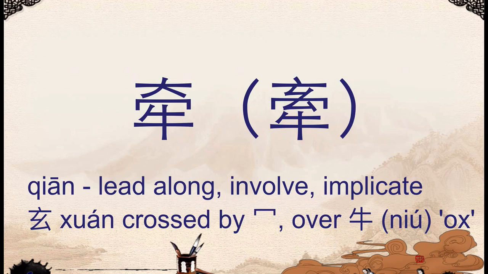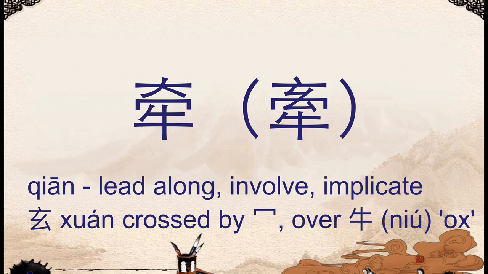And then we've also got some more complex characters that represent ideas. So here we've got 牵, which means lead along, or involve or implicate. And here you can see that there is a crossbar in the middle of the character above an ox, and then there's another part on the top. So this bar and this ox represent leading something along. And that's the original form of this character.